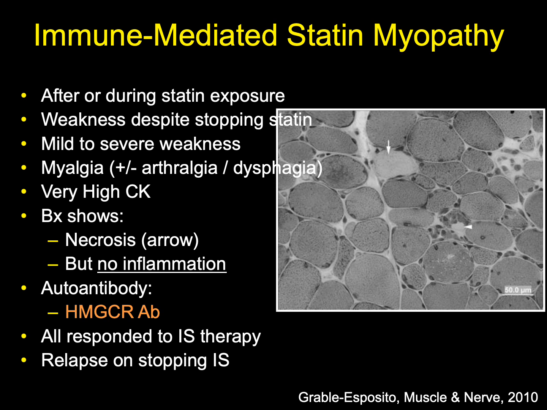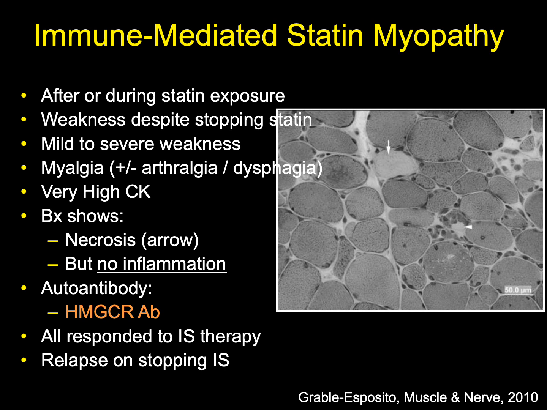Their weakness could be mild to severe, and they typically may have some muscle pain along with some joint pain and difficulty in swallowing. They generally have very high level CK, as we have seen with SRP necrotizing myopathy, and the biopsy looks almost identical to the SRP necrotizing myopathy.